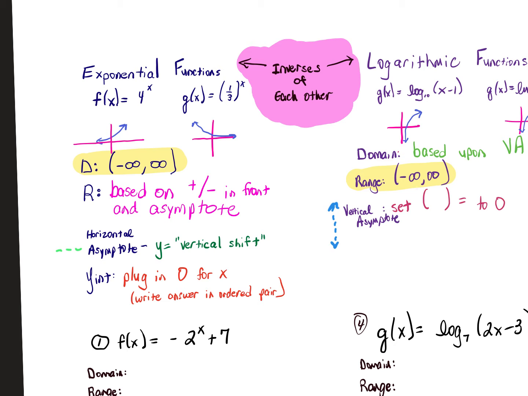Question. The question was, are there going to be any unions with our domain? It's not going to be. It's either going to be negative infinity to the asymptote or the asymptote to infinity. It will never include the asymptote, so you always have a parenthesis.